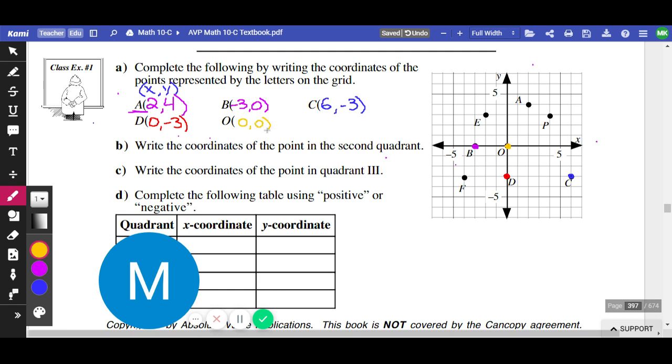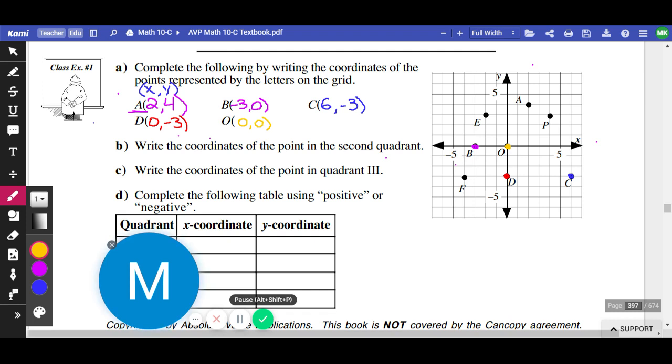Awesome. So I labeled all those points. I tried to color code them so they stick out to you. The blue one was point C. It's all the way out here. That thing was 6 to the right and then 3 down, so it'd be 6 comma negative 3.